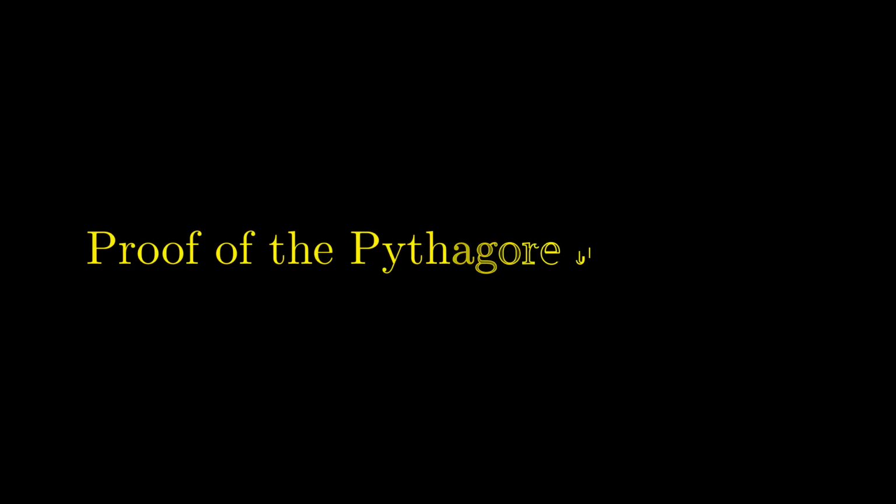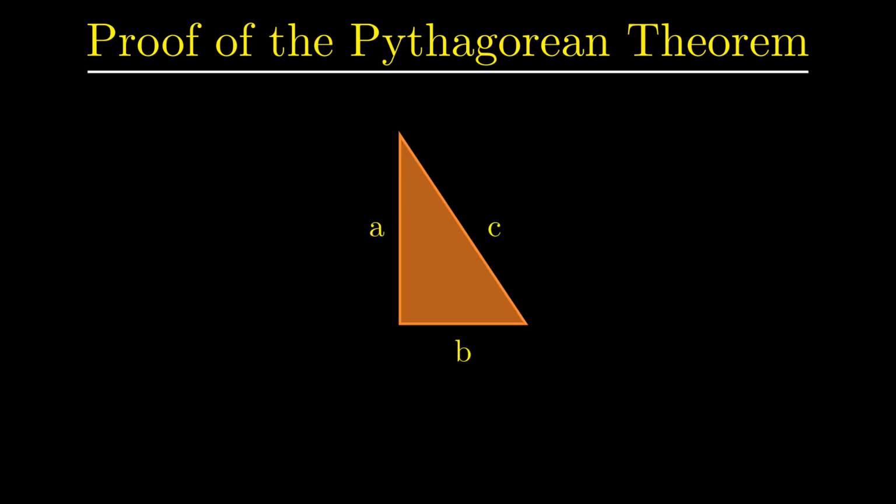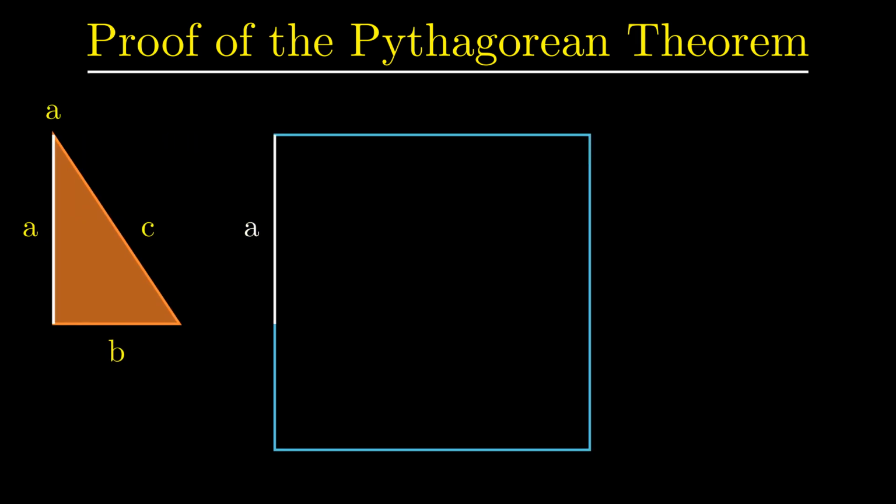In this animation, we will prove the Pythagorean theorem using a visual representation. A right-angled triangle with sides of length A, B, and C. Let's create a square with A plus B of side length.